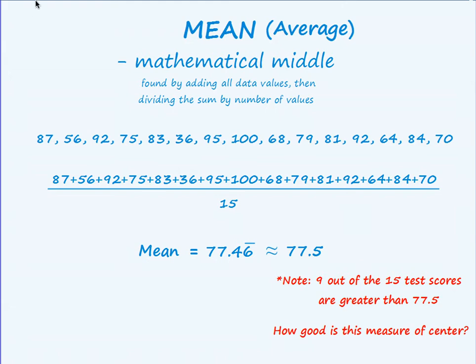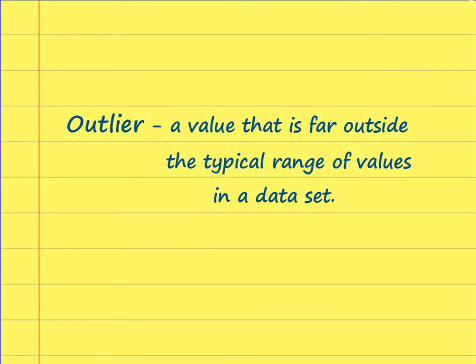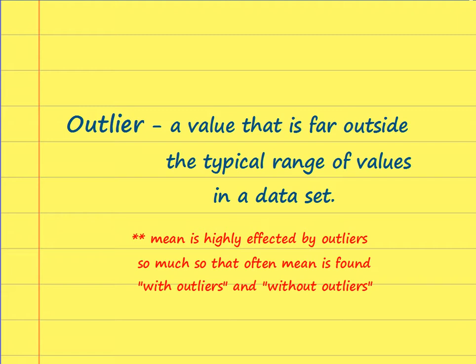And that brings us to our next definition, outlier. An outlier is a value that's far outside the typical range of values in a data set. Mean is highly affected by outliers. Mean is our only measure of center that's affected by outliers, but it's affected so much so that often mean is found with the outliers included and then without the outliers. Let me show you what that does.